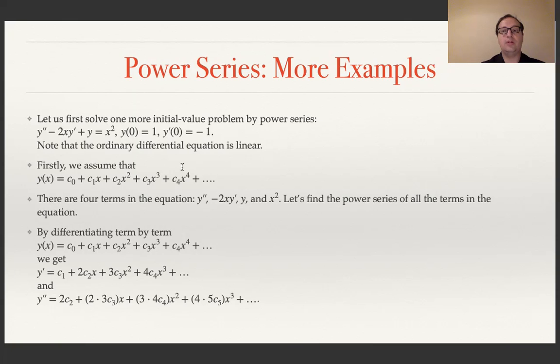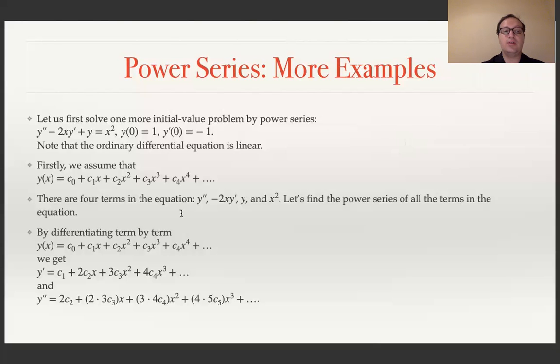So this equation can be solved by power series, and then we assume that the solution is given by a power series, namely y of x is equal to c0 plus c1x plus c2x squared plus c3x cubed plus etc. So in general, it's the sum of cn x to the n for n going from 0 to infinity.